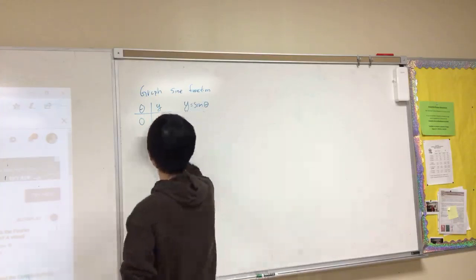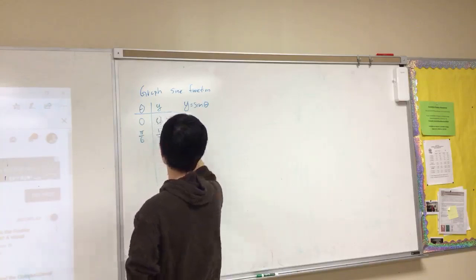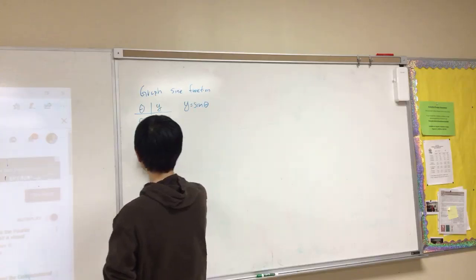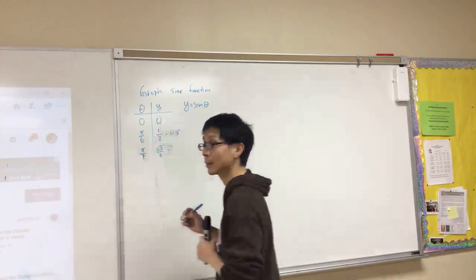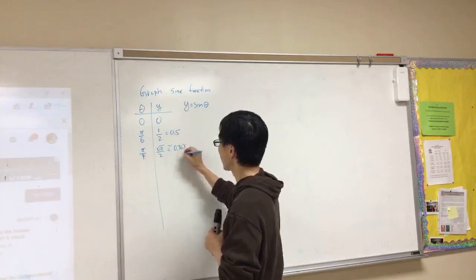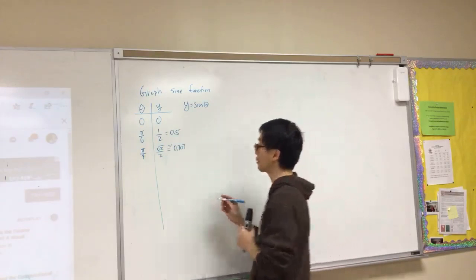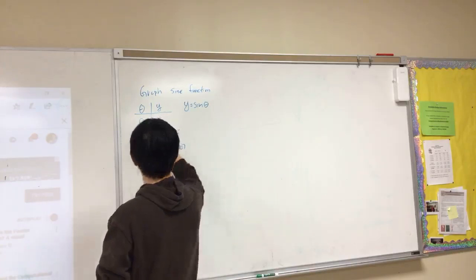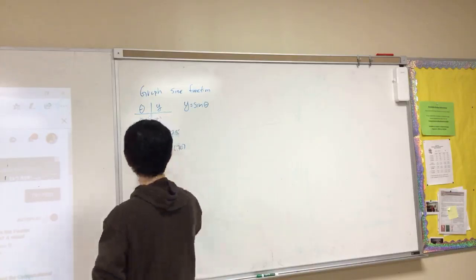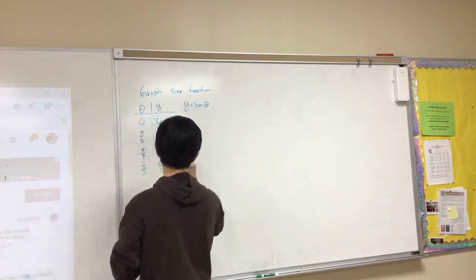0. How about the next one, pi over 6? Half, which is roughly 0.5. How about pi over 4? What's roughly the number? 0.707, because square root of 2 is roughly 1.414. Don't graph anything yet, because we're going to use those values. So 0, pi over 6, pi over 4, and the next one is pi over 3. Square root of 3 over 2, roughly 0.866.